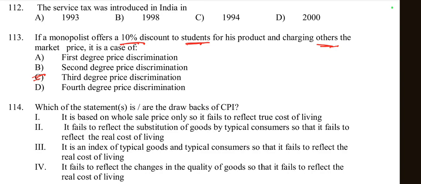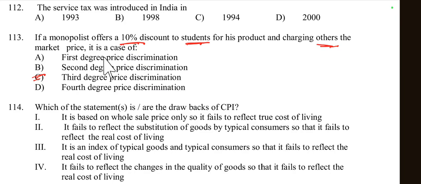Because offering a 10% discount to students while charging the market price to others is an example of third degree price discrimination, where different prices are charged to different segments of the market. So there are mainly three types of price discrimination in the market: first, second and third. Fourth is not relevant here.